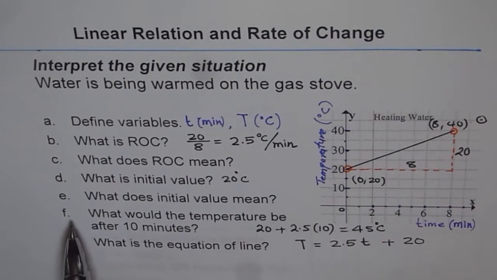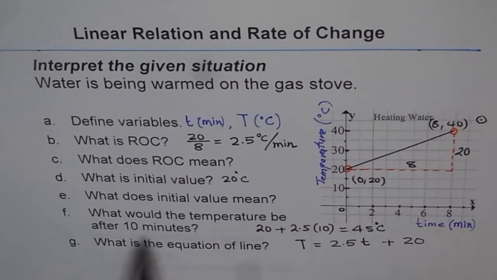If you have difficulty in the question about after 10 minutes, you can plug in 10 here and get your answer. It's a good check. If I write 10, 2.5 times 10 is 25, 25 plus 20 is 45. Units for temperature are degrees Celsius. So that is how you can complete this question perfectly.